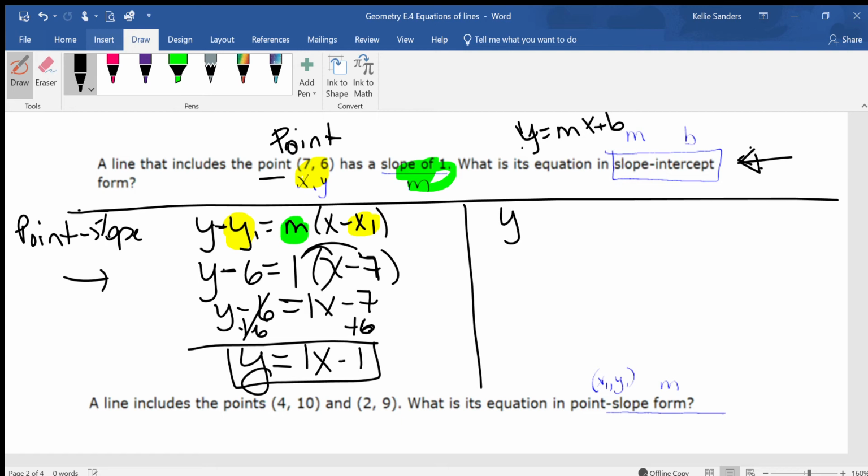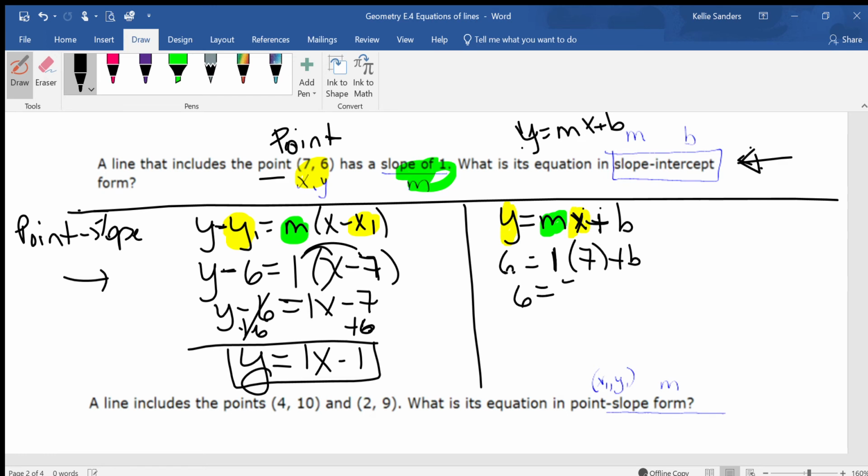Or you can go the old-fashioned way, y equals mx plus b, okay, slope-intercept form. So on this, your y and your x are still going to come from your point that they give you, and your m is going to be your slope. So you have a y, you have an m, you have an x. So everything else that you need would be the b. So what's y? 6. What's m? 1. What's x? 7. And then plus b, because we don't know b.